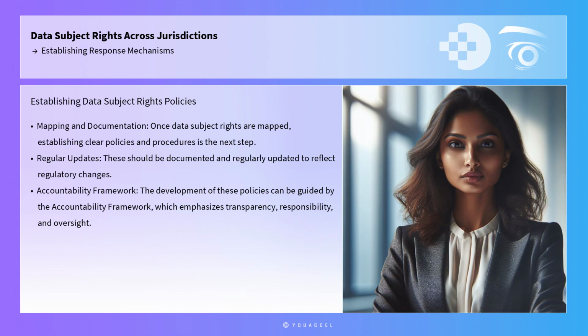Once data subject rights are mapped, establishing clear policies and procedures is the next step. These should be documented and regularly updated to reflect regulatory changes. The development of these policies can be guided by the accountability framework, which emphasizes transparency, responsibility, and oversight. The framework provides a structured approach to implementing privacy principles into organizational practices, ensuring that responses to data subject rights are not only compliant, but also uphold the organization's privacy commitments.